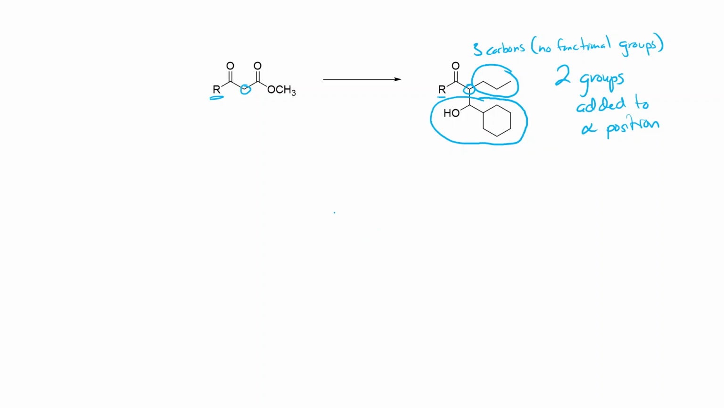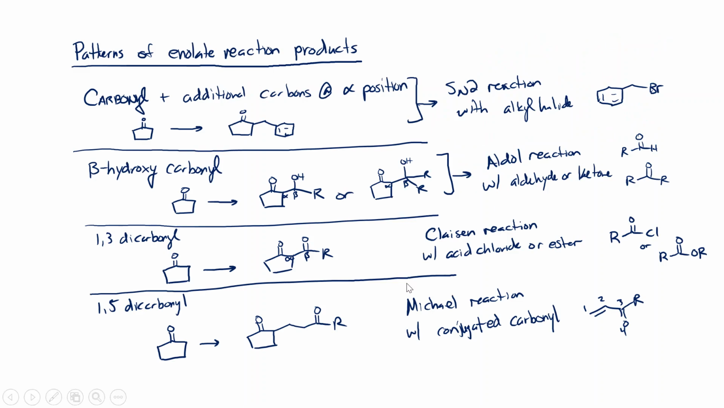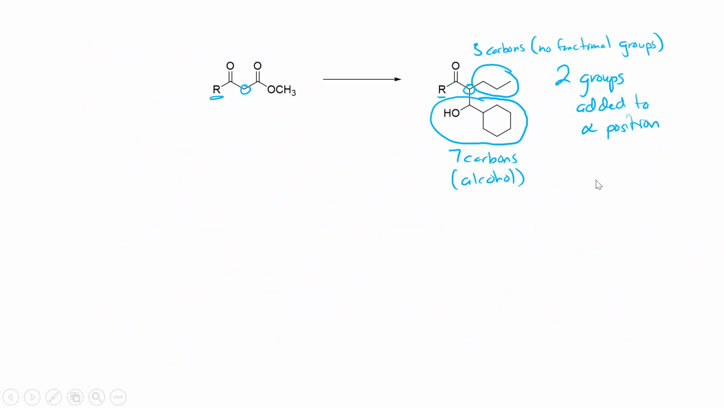And then our second step is going to be, where's my marker? There we go. 7 carbons. And notice that this has an alcohol in it as well. Okay, so we go to our list of enolate reactions, enolate products, and we look at this and we say, okay, alcohol product, that is this one, right? It's a beta hydroxycarbonyl. That's an aldol reaction. So that means that we need to react our enolate with an aldehyde or a ketone. So we can do that.